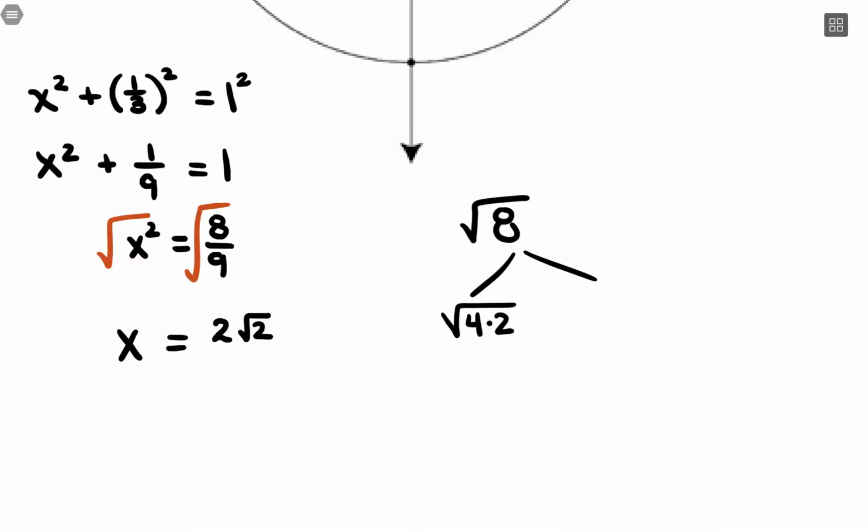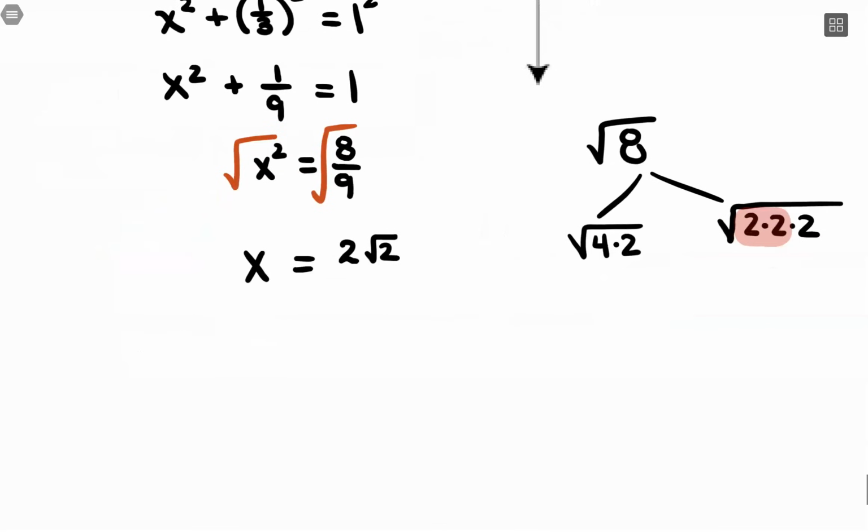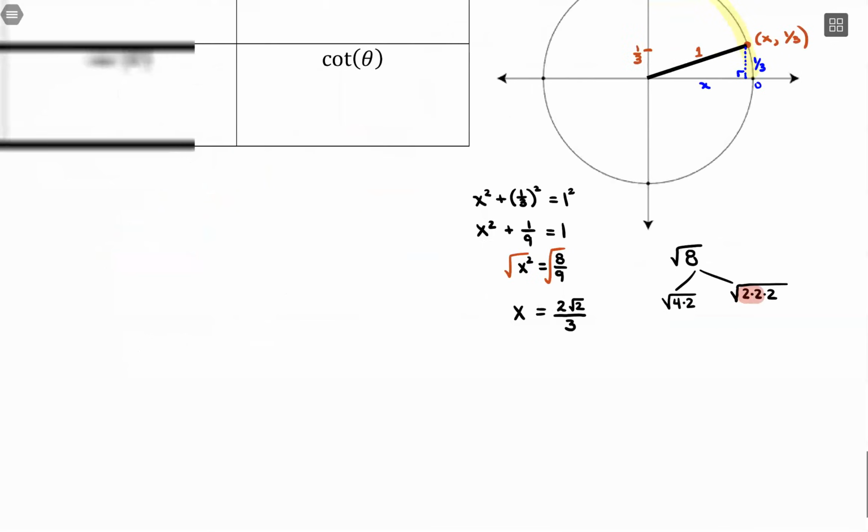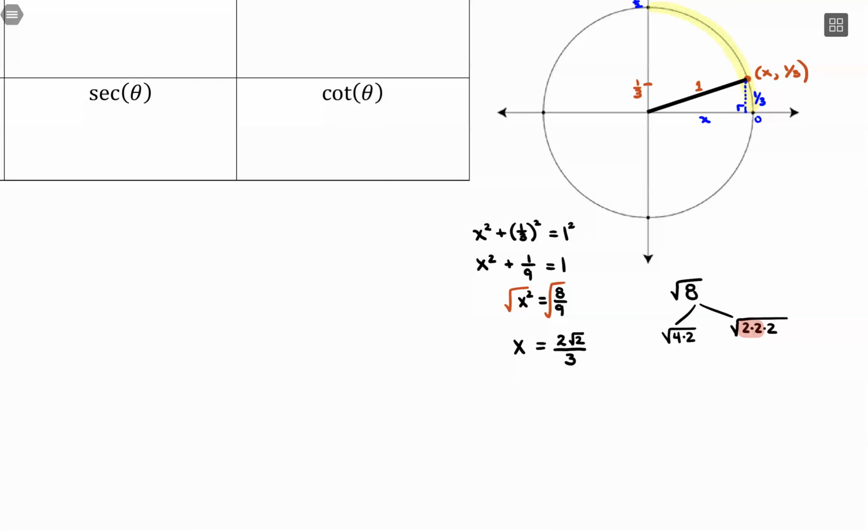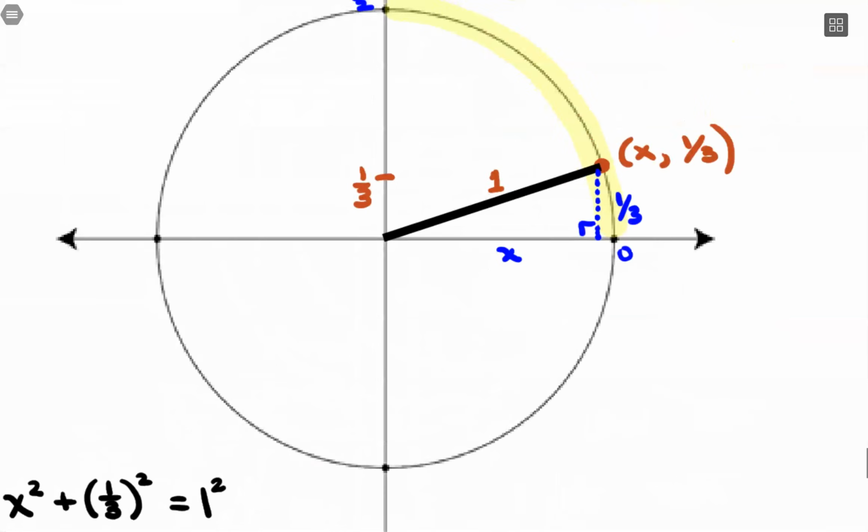Another way to think about it is the prime factorization of that as 2 times 2 times 2. And if it's a square root, you want to make pairs. So the fact that we have a pair of 2's means that gets to come out, but we still have a 2 trapped underneath. A few different ways to think about that. Divided by square root of 9, which is 3. So that gives us our x coordinate, which is cosine. The x value is 2√2 over 3.